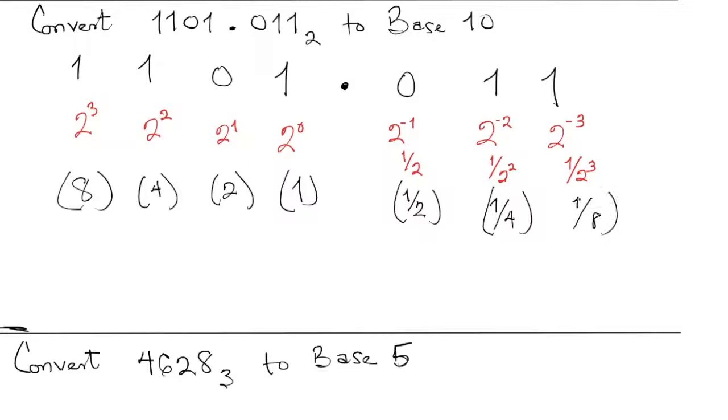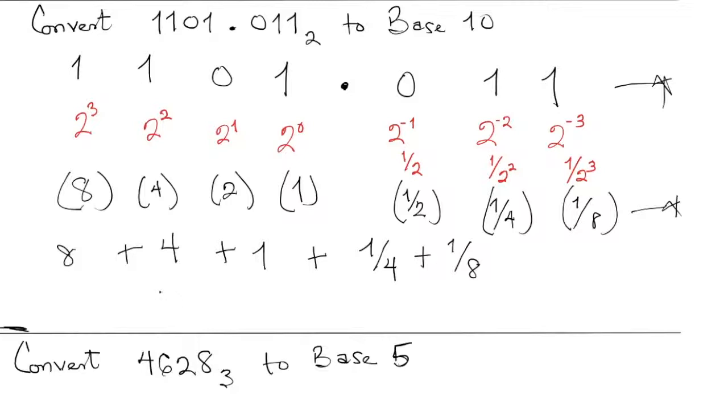So we do the same thing like we did before. Multiply the first row with the second row. And you have 1 times 8 is 8. 1 times 4 is 4. 0 times 2 is 0. We don't have to write that down. 1 times 1 is 1. And we have 0 times half is 0. We don't have to write that down. 1 times this is 1 over 4 and 1 over 8. So 8 plus 4 plus 1 is 13.